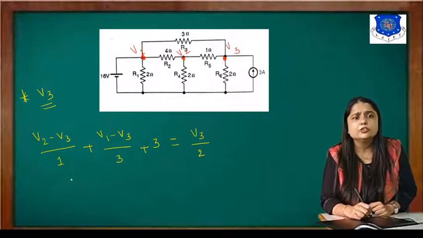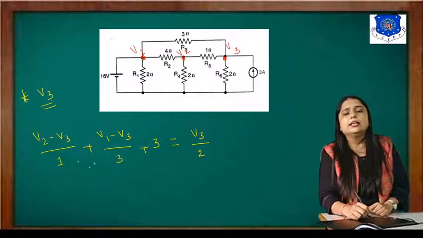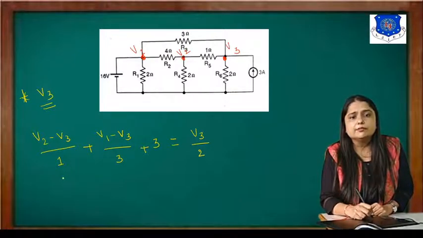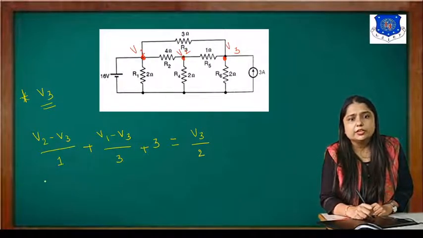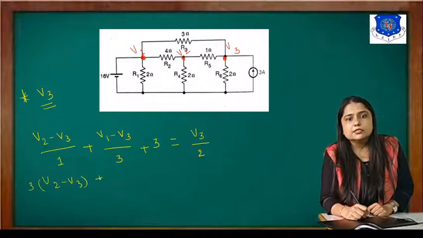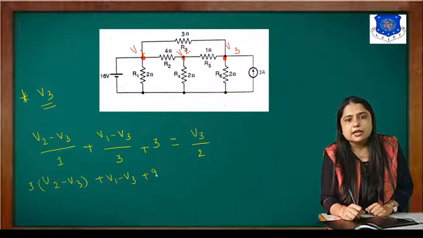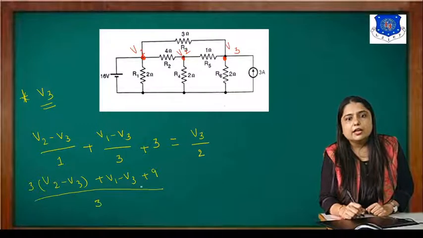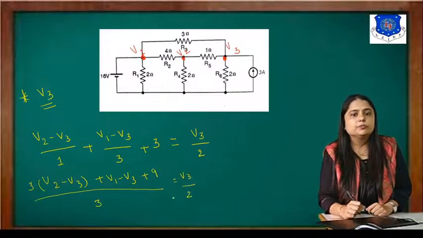Now here we need to take the LCM. So the LCM is 3. So here we will get (V2 minus V3) multiplied by 3, plus (V1 minus V3) plus 9, divided by 3, and that equals V3 by 2.